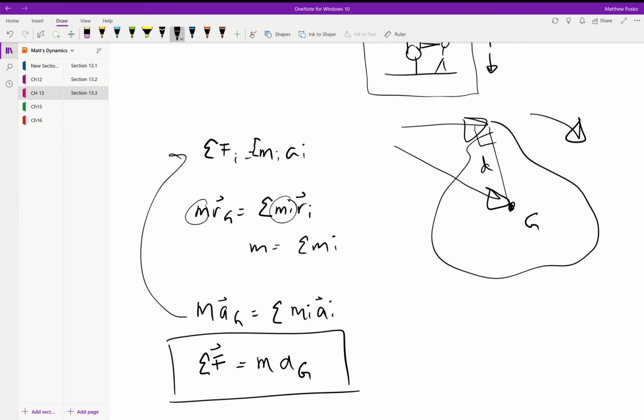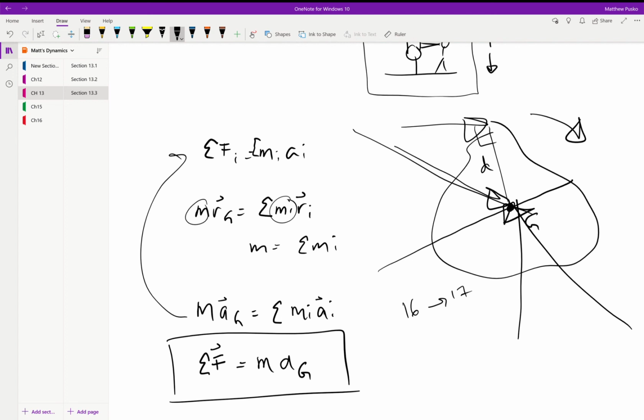So, until we get to chapter 16 and 17 and further, we are going to be looking at forces that have to be concurrent through or pass through the mass center. Otherwise, a rotation will occur, and we don't know how to deal with that just yet.